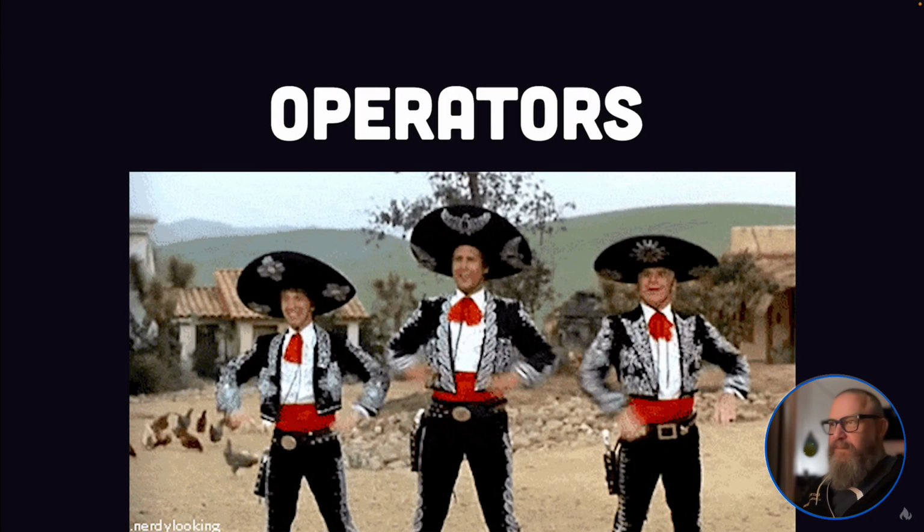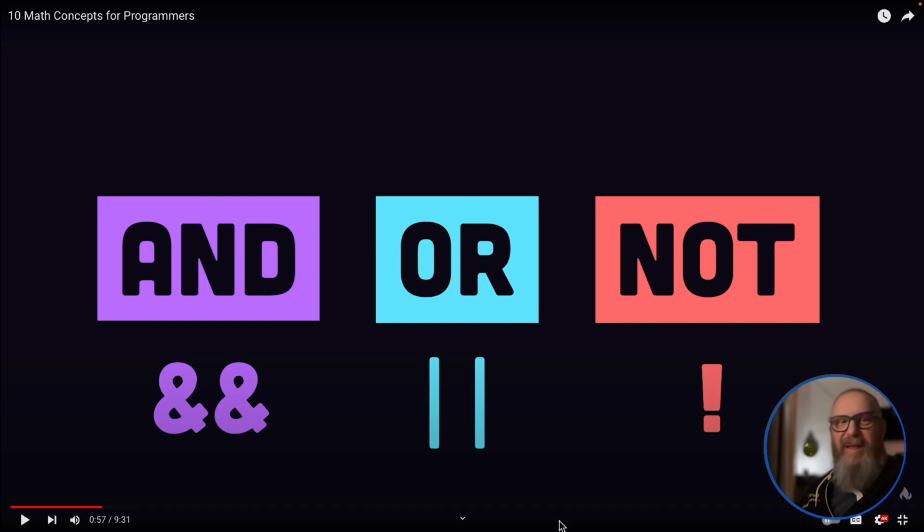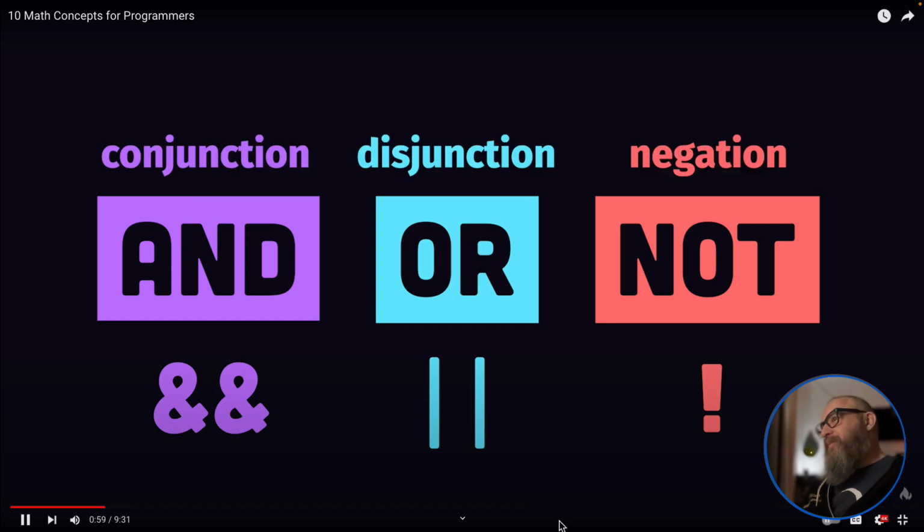A Boolean is a binary variable that can have two possible values, true or false. Now there are 3 operators that you can use to work with them: and, or, and not, or, if you want to be fancy, conjunction, disjunction, and negation.